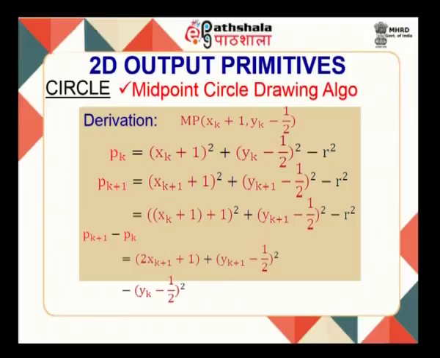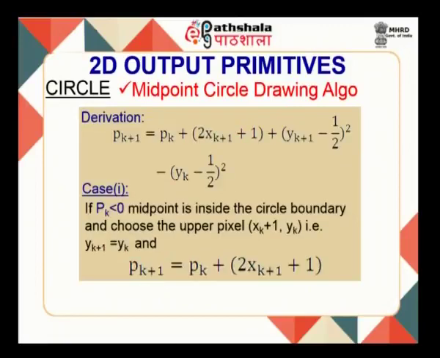You can keep these slides and observe them carefully. The next decision parameter is pk plus 2 xk plus 1. Take the pk onto the right. So, the next decision parameter is equal to the previous decision parameter plus 2 xk plus 1, plus yk plus 1 minus half whole squared, minus yk minus half whole squared. Observe the k plus 1 in the suffix for y, indicating next x and next y.